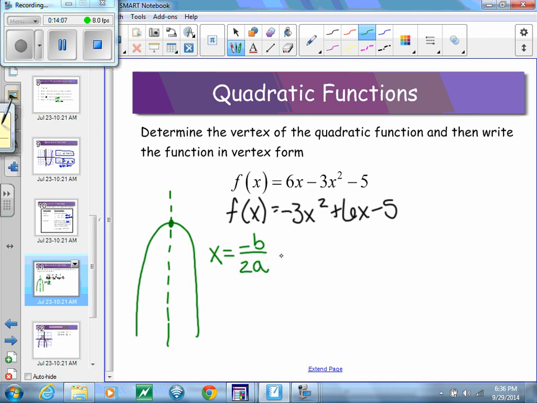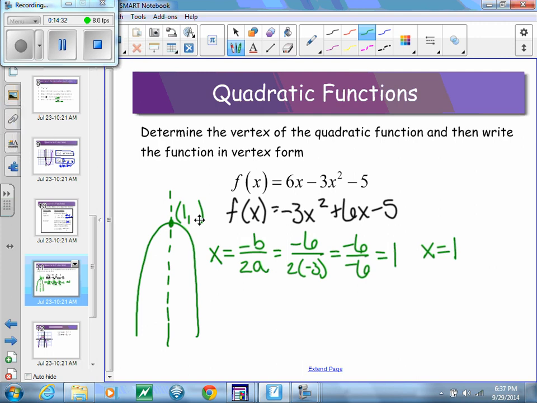And so to find our axis of symmetry, we're going to use the formula of -b over 2a. So in this case here, I have -6 divided by 2 times -3, which is -6 divided by -6, which gives me 1. So x equals 1 is where my axis of symmetry is going to be. This is telling me that my x-coordinate on my vertex is going to be +1. So I'm shifting my graph from 0, 0 over 1 unit for sure.